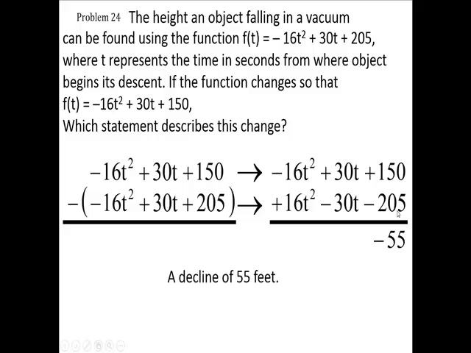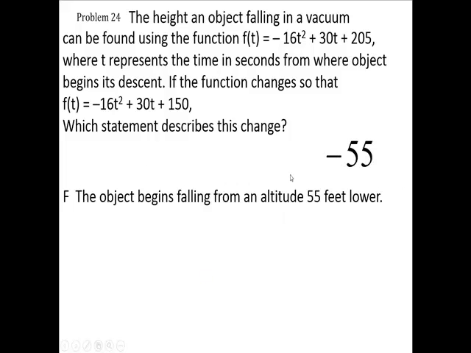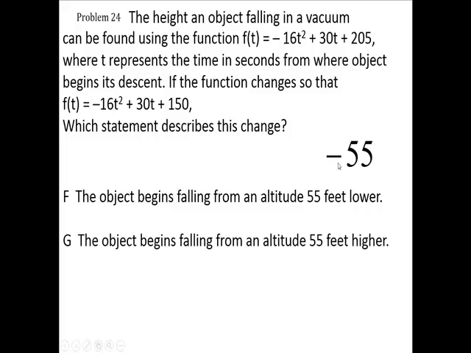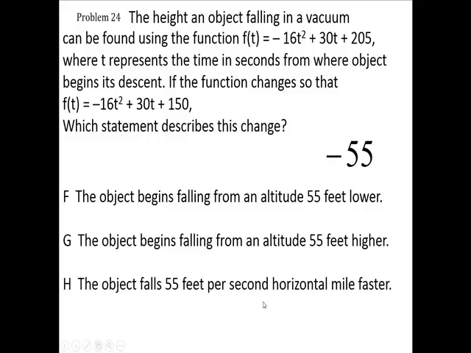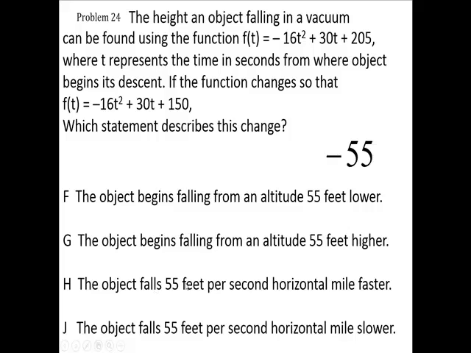All right, so of my four statements, we went down. We're starting what? 55 feet what? Lower. We're not going higher because we're going down 55, and we're not dealing with feet per second. We don't do 55 times t. We don't do 55 times the time. This is height here, okay? And it has to do with altitude, not the speed. So we eliminate h and j, okay, because that's the speed. We're talking about 55 feet what? Lower.